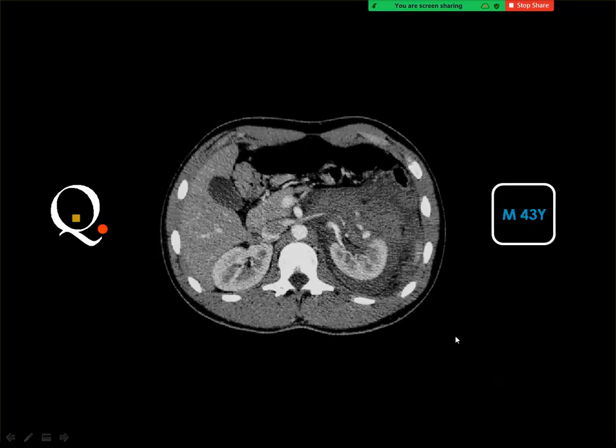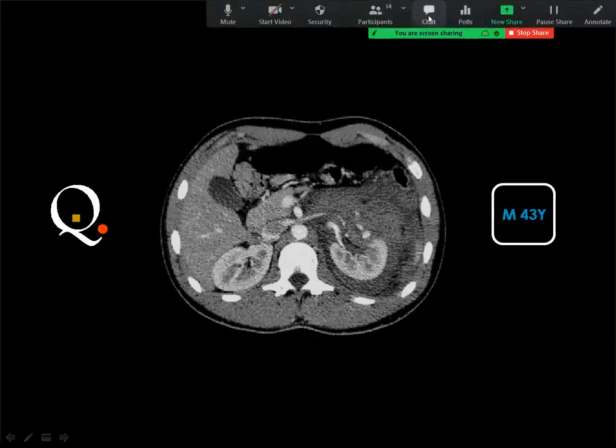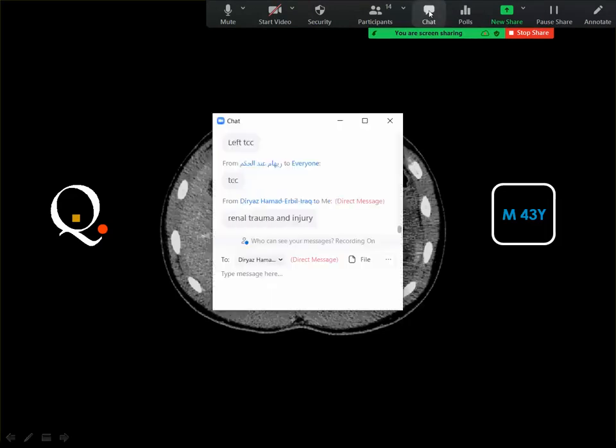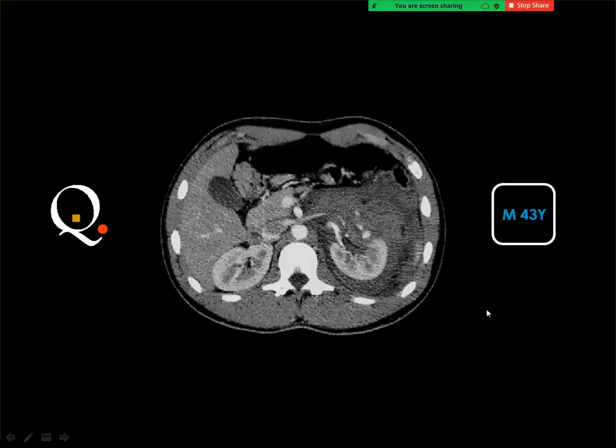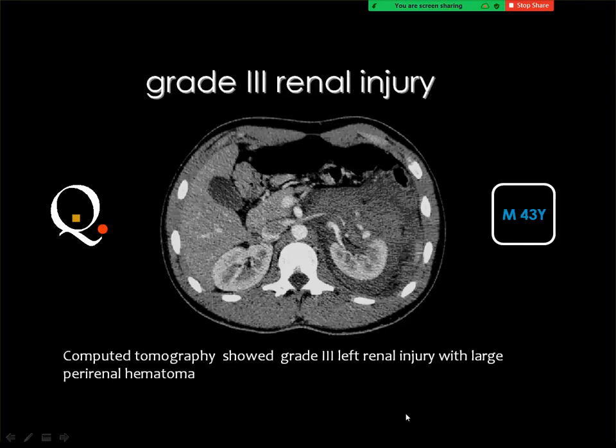Then the next case is the male, 43 years old. Renal trauma and injury, renal injury hematoma. Yes, but you have to say the grade. Actually this is renal laceration, and you got a big perinephric hematoma. If the laceration is more than 3 centimeter, you consider grade 3. If the lesion has reached the pelvic system, and this is grade 3 also, then you expect that this is grade 3 renal injury.